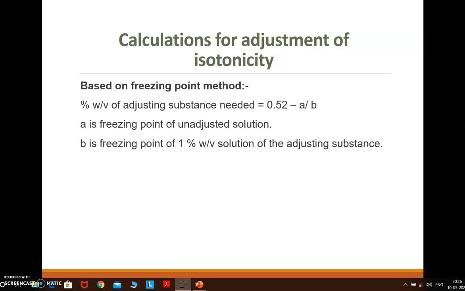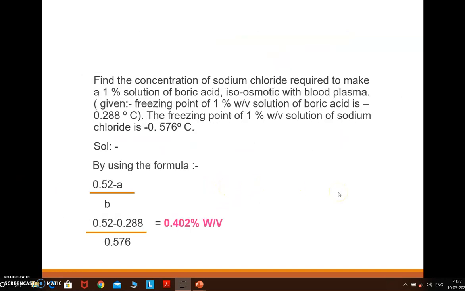Moving to the first part of our calculations, it is calculations for adjustment of isotonicity, based on the freezing point method. The formula is: percentage weight by volume of adjusting substance needed is equal to (0.52 minus A) divided by B. A is the freezing point of the unadjusted solution, the solution that is not adjusted, whereas B is the freezing point of a 1% weight by volume solution of the adjusting substance. Now let us take one example so that you get an idea about it.